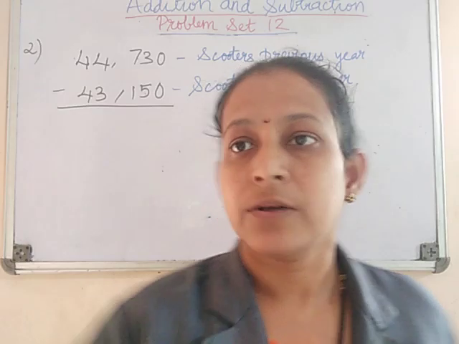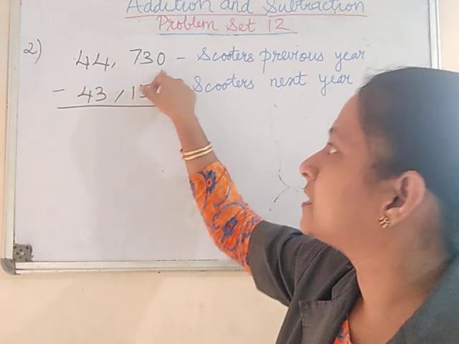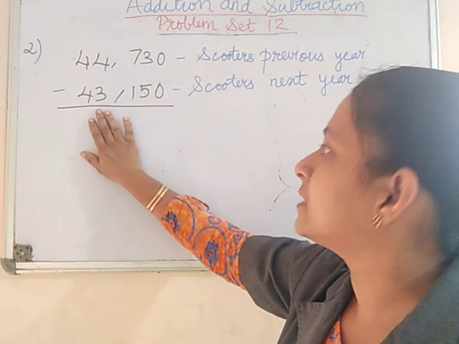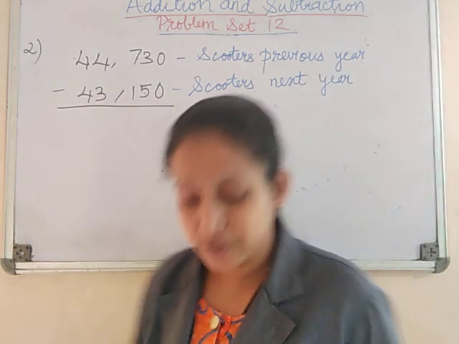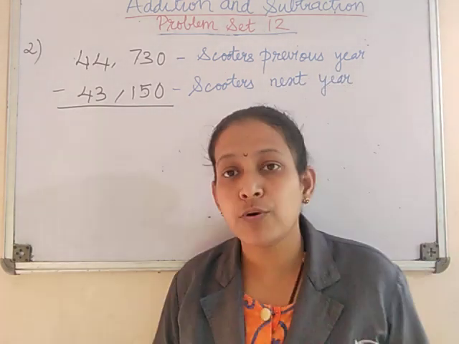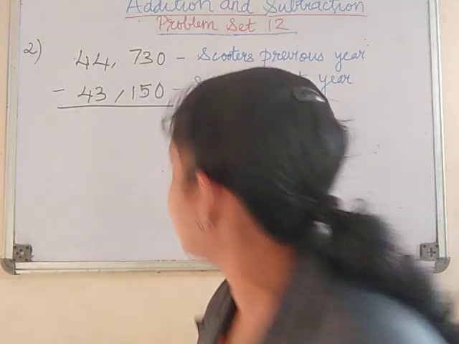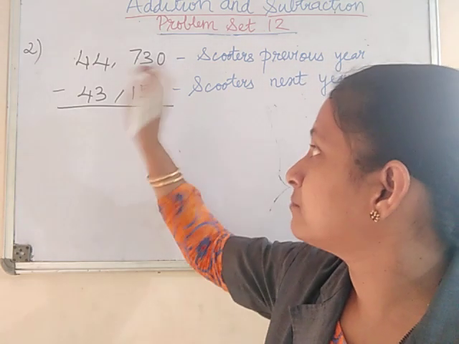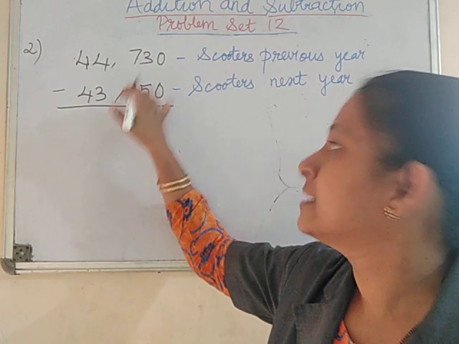So let's begin by writing the data first. So I have written the data now here. The data is 44,730, the number of scooters in the previous year, and 43,150, the number of scooters in the next year. So we have to subtract and find out how many more scooters were produced in the previous year. So let's begin by subtracting. Now you know when we have to borrow and when we don't. When the number is bigger here, then we have to borrow. If the numbers are less, then we don't have to borrow.